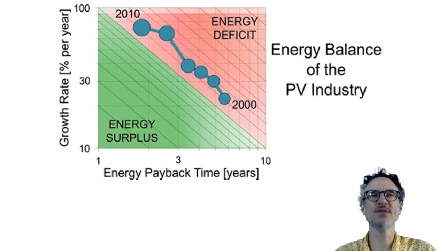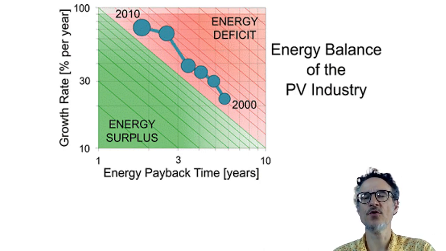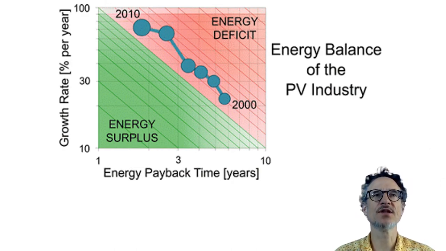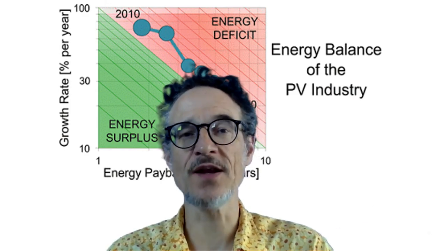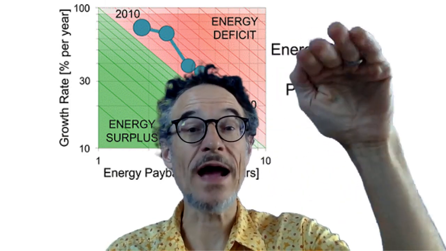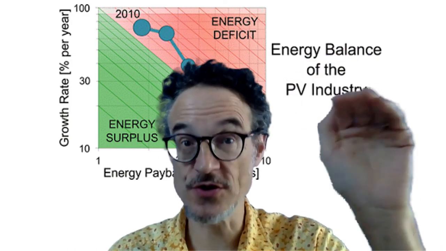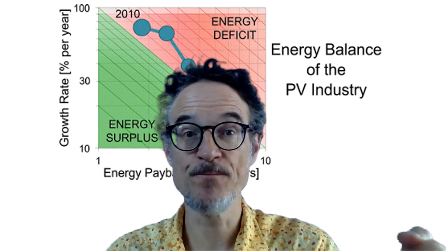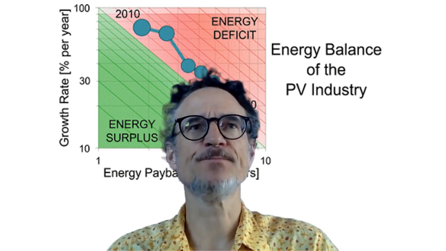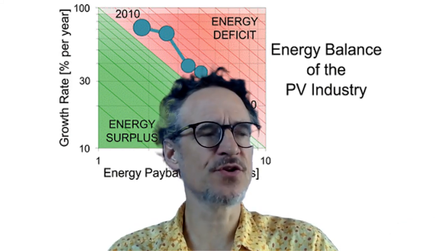The bottom is the energy payback time. So how many years does it take before the panels have paid back their energy? And going up to the left is the growth rate. So as more panels are produced, more energy is used to make the panels. And of course, they're producing more electricity after they're made. But this is an interesting energy balance.